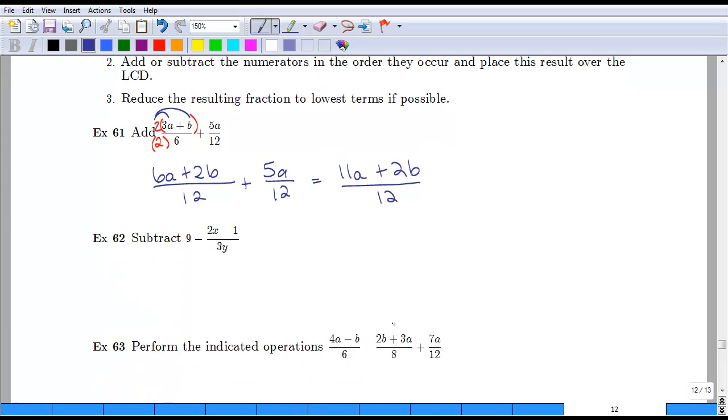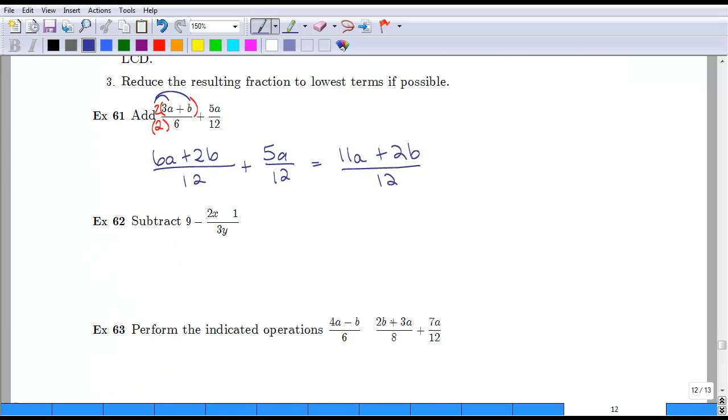So we're going to try another example here. We want to subtract, and in this case we've got 9, and again you can think of any whole number as a fraction being over 1. And in this case it's pretty easy, since one of the denominators is 1, that the least common denominator is going to be the other term. So in this case we know we need to multiply the 3y over 3y by our 9 over 1. And then our other piece, the 2x minus 1 over 3y.